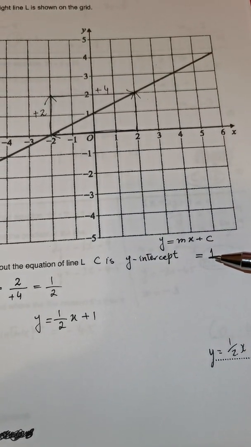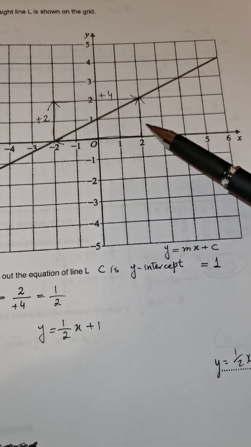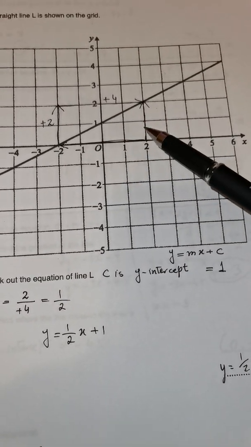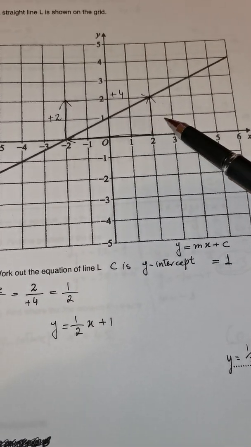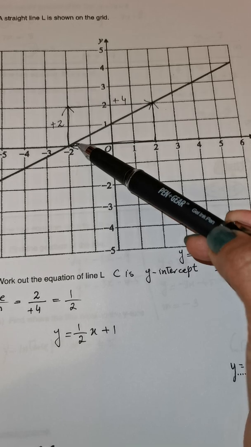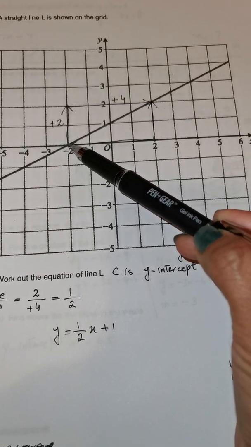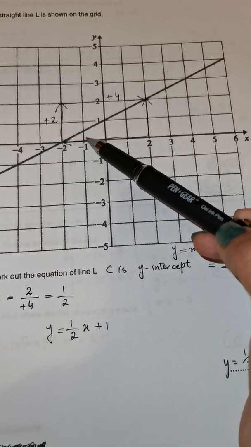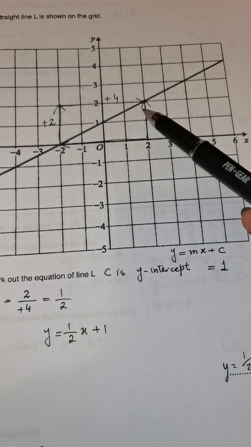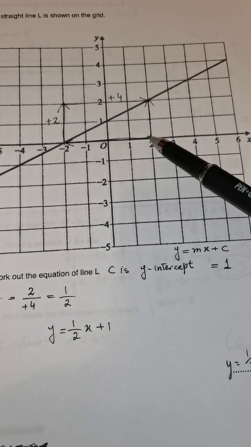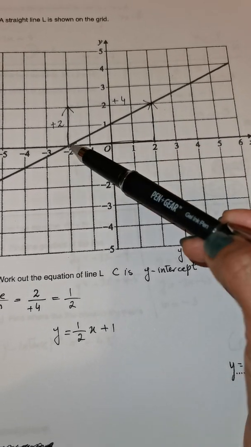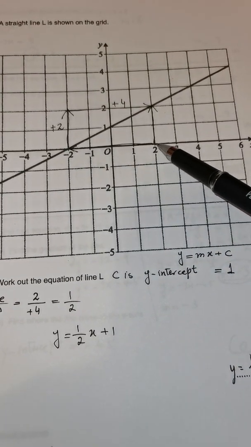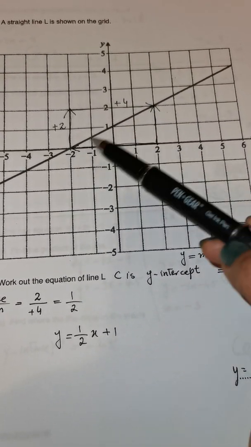I write here c is equal to 1. Now we will go towards our gradient or slope. I will start from this point -2 and draw a perpendicular, and then I will take this point, draw a perpendicular, and you can see we have made a triangle.